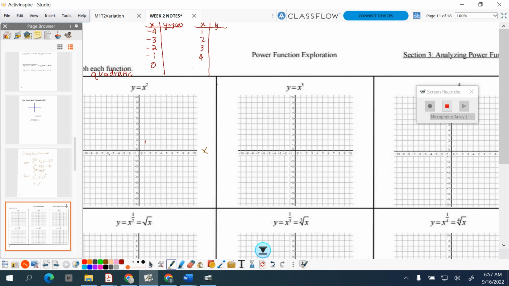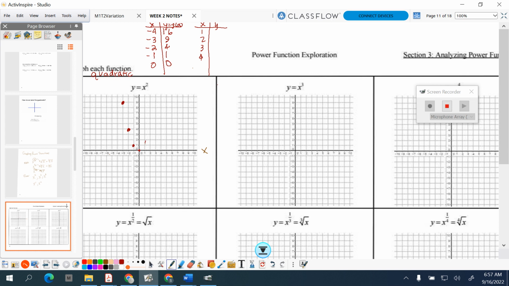Okay? So negative 4 squared, negative 4 times negative 4 is 16. I obviously can't graph that ordered pair, but negative 3 times negative 3 is 9, and I can graph that ordered pair at negative 3 and go up 9. Now negative 2 squared is 4, it's positive, note, I can graph that. Negative 1 squared is 1, and that y value is positive. And then 0 squared is, of course, just 0. So we can square that, right?